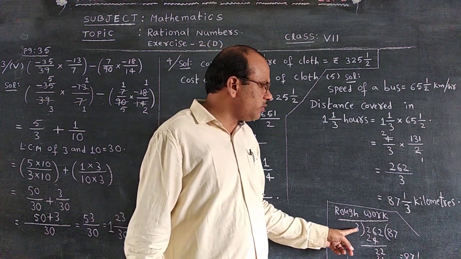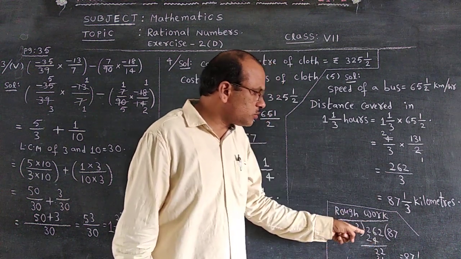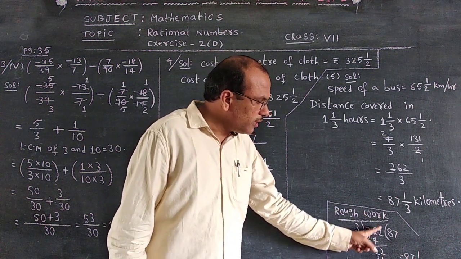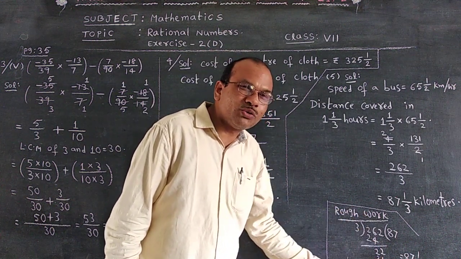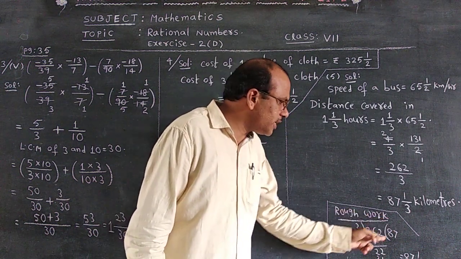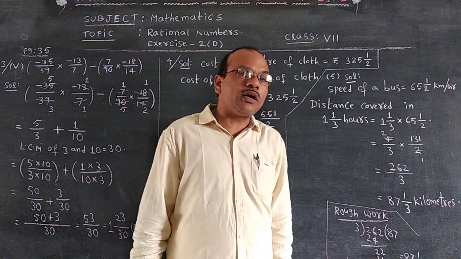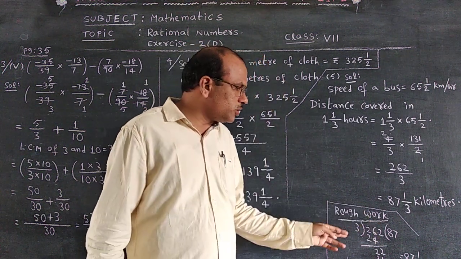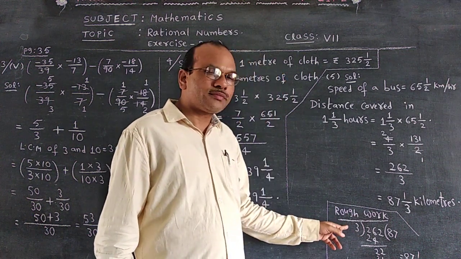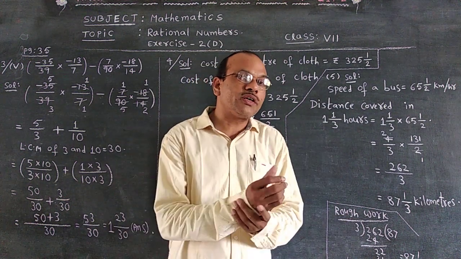So with the 3 table, we should divide the 262. 3 8s are 24. 26 minus 24 is 2. Then 2 dropped. Now 22 is ready to get the division with the 3 table. 3 7s are 21. Then the remainder is 1. And nothing is there to drop again. So we are unable to continue our division with the 3 table because 1 is smaller than the 3.